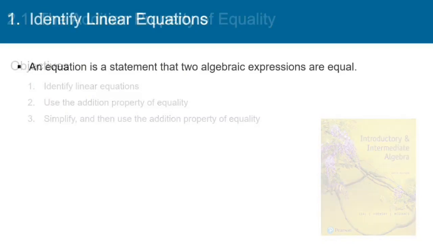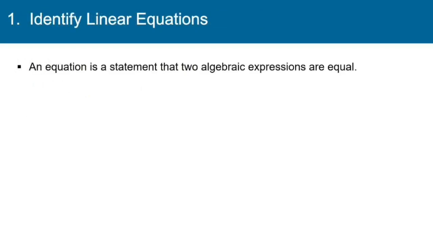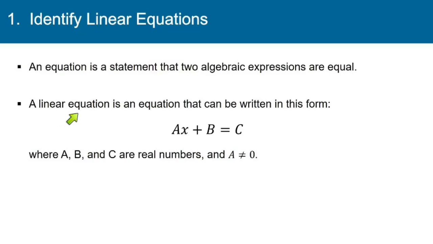Here we go. So first, let's define exactly what we mean by a linear equation. Remember that an equation is a statement that two algebraic expressions are equal. And a linear equation is an equation that can be written in this form: ax plus b equals c, where the a and the b and the c are all real numbers and the a can't be 0. Because if the a were 0, then a times x would be 0, and then you would no longer have an x term in your equation.